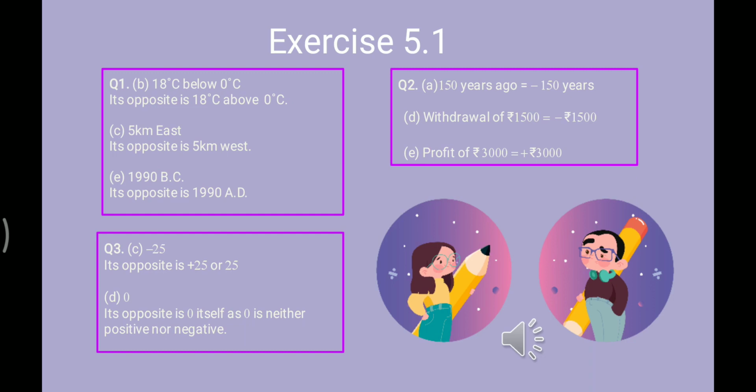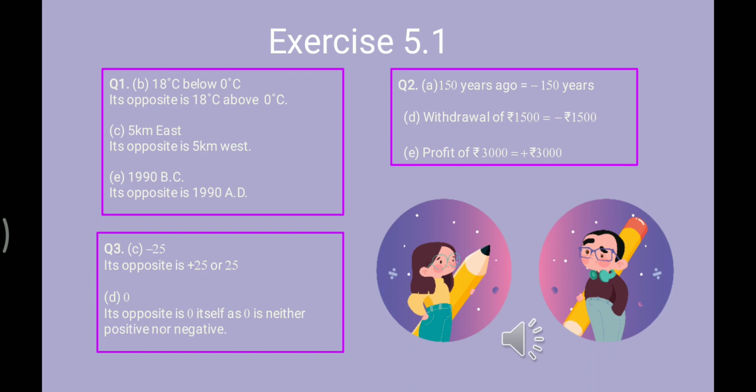In E part, we have a profit of 3000. Since you are gaining profit, it's positive. So we have taken it as plus 3000. We can also write 3000, but since the question asks that we make use of plus and minus signs, it's mandatory to write plus here.